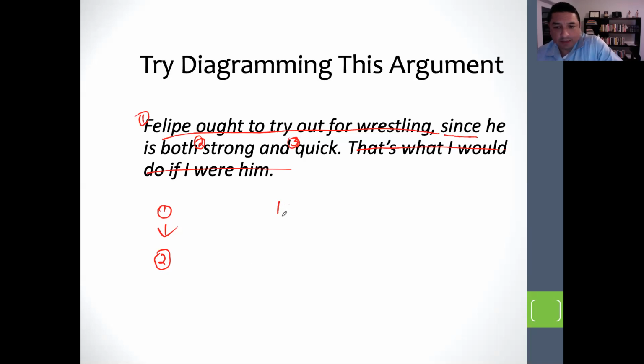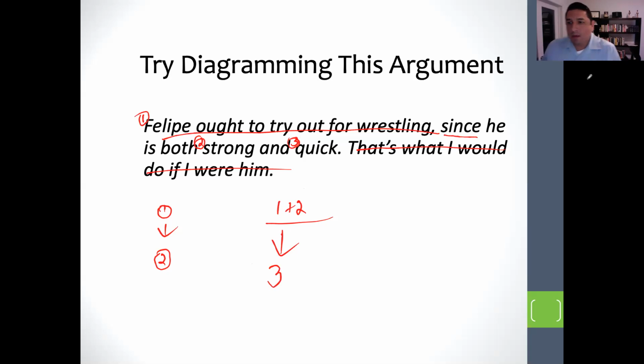Let's see. I think, yeah, you need both in order to be a good wrestler, right? I mean, strength on its own is not going to do it. Neither is quickness on its own. You also need strength. So they need to complement one another. So it would be like this, if you were to separate them out.